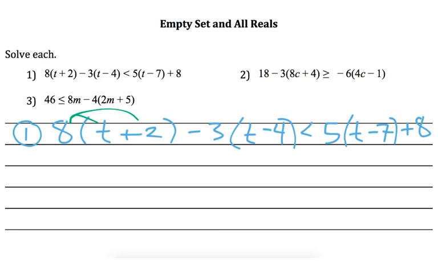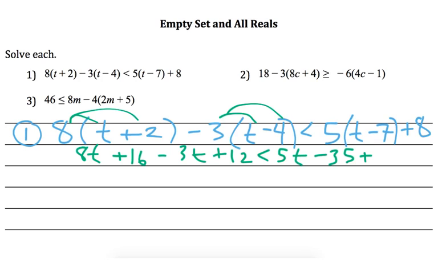8t plus 16 minus 3t plus 12 is less than 5t minus 35 plus 8. Try to keep your symbols more in line than mine. I'm just not really having that much space, and it's challenging to be more neat on an iPad.